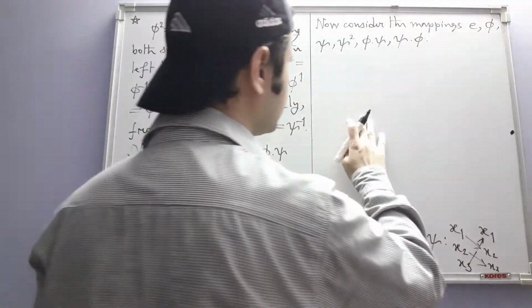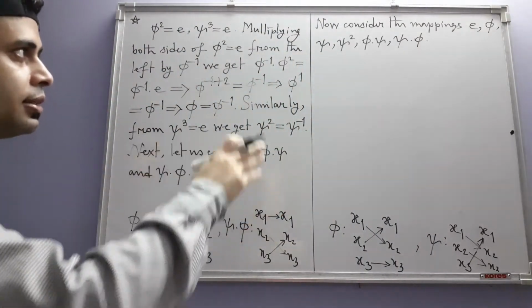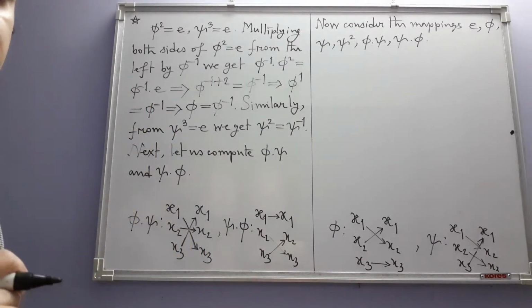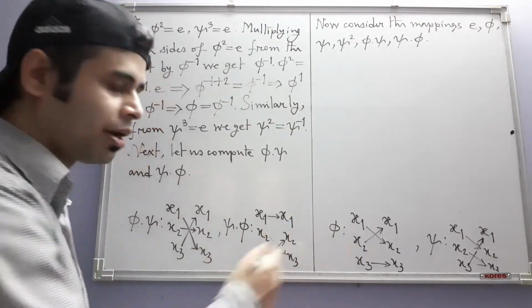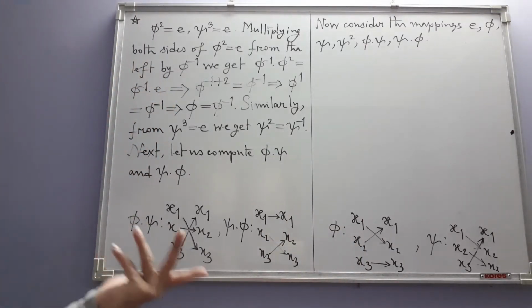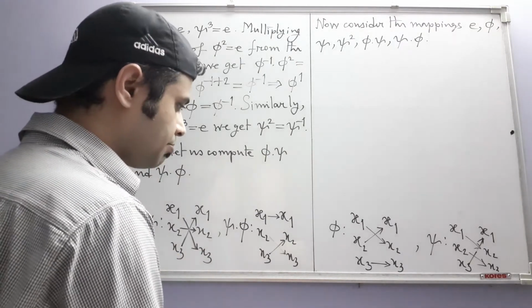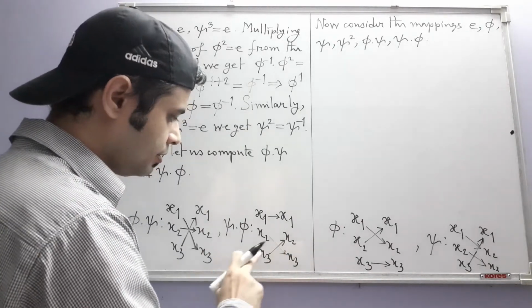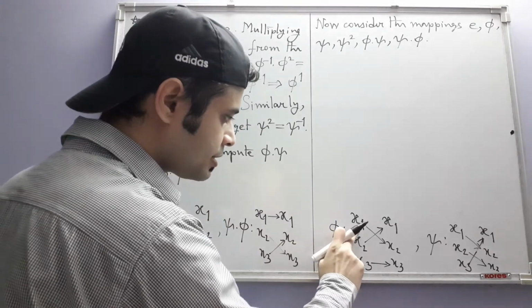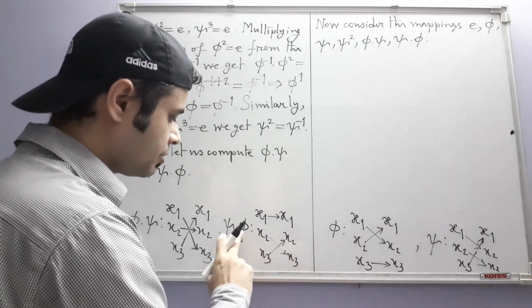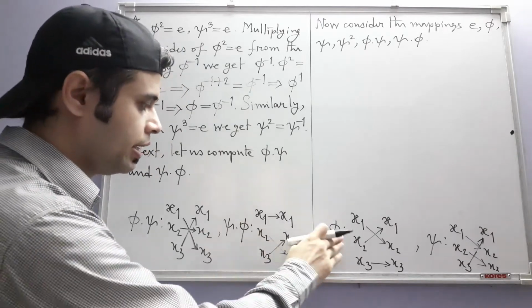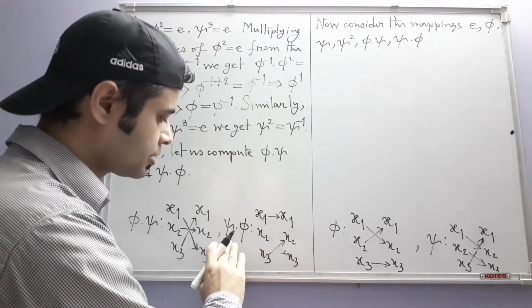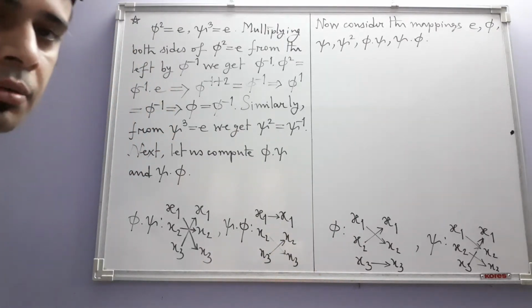For example, if you want to verify that they are distinct, you can look at it in 2 ways. One is actually looking at the mappings and seeing that they are doing different things to different elements. For example, if you look at these 2 maps, psi dot phi and phi, then you can see that phi changes x1 to x2, but psi dot phi does not change x1, so they cannot be equal. So directly from these formulas for psi dot phi and phi, you can see that they are different mappings.